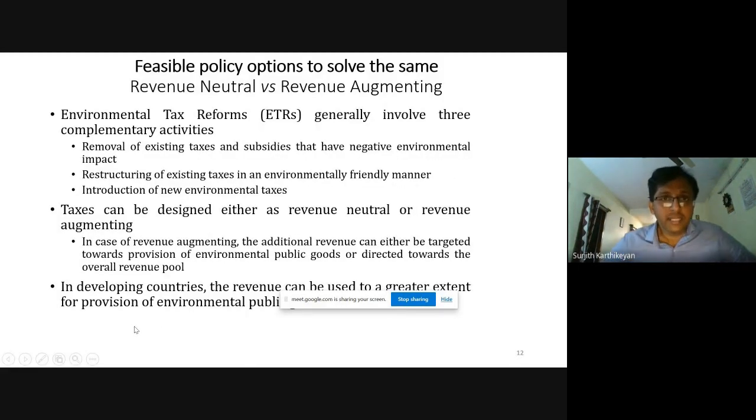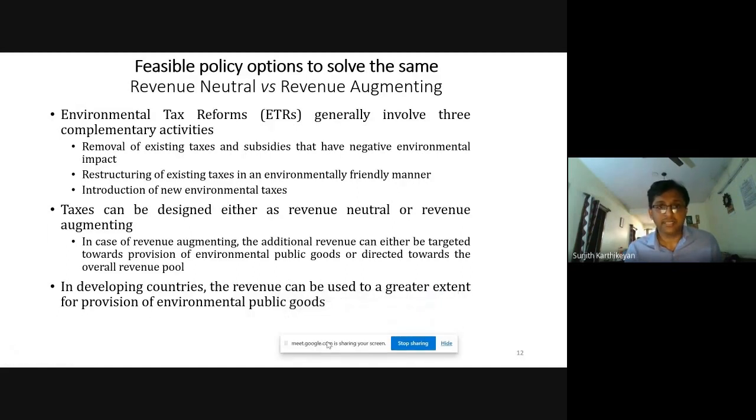Now let us see, if we implement eco tax, it could have two types: it could be revenue neutral or revenue augmenting. Environmental tax generally involves three complementary activities: removal of existing taxes and subsidies that have a negative environmental impact, restructuring of the existing tax in an environmentally friendly manner, and introduction of new environmental taxes. So these are the complementary activities of tax reforms.